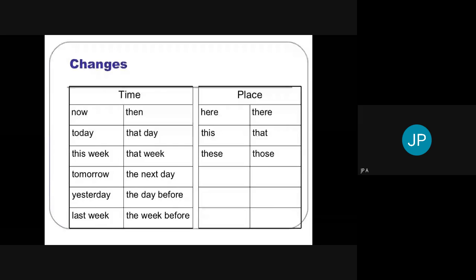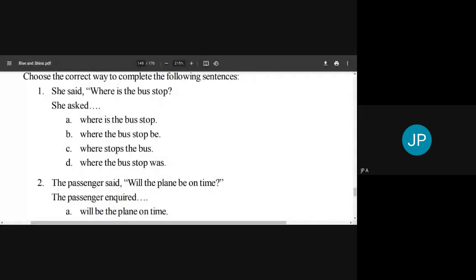Now let us look at the structure, word order of certain sentences. That is also helpful to know. She said, where is the bus stop? So in a direct speech, it is okay to say, she said, where is the bus stop? But when you change it into indirect, we have to use a different structure.